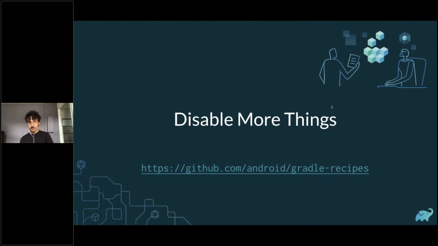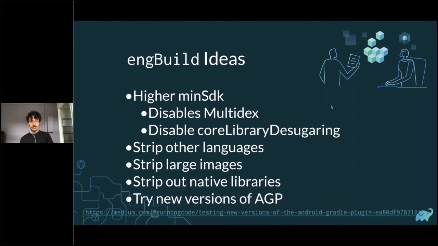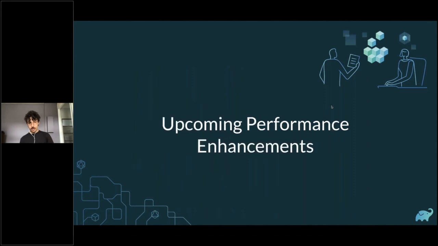There are new APIs in the Android Gradle plugin. Here's a link to it. Some other ideas you can do in engBuild are having a higher min SDK, which disables multi-indexing and core library desugaring. Other things you can do are strip out other languages, strip out large images, strip out native libraries so you don't have to compile those, and try new versions of AGP. These are just ideas you can add to your own engBuild to make your build faster. The other thing is always measure.